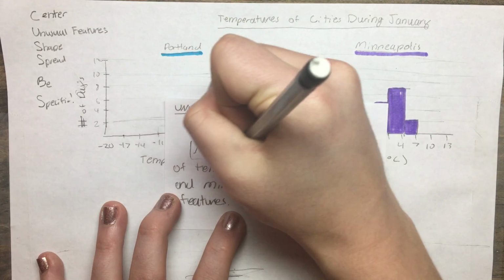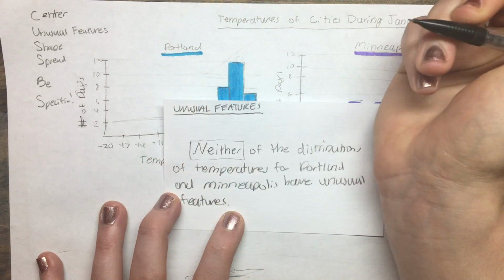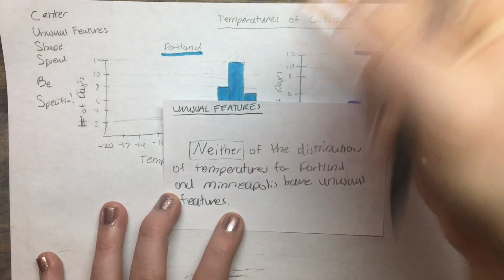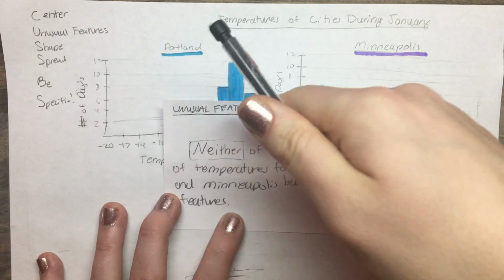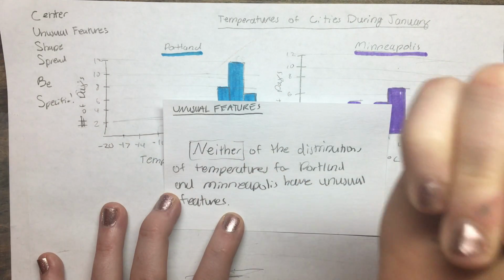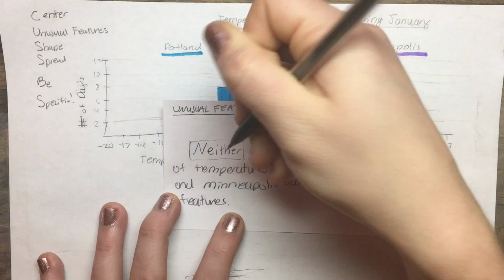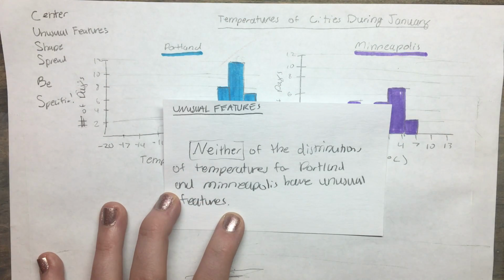I used neither, which is how I'm comparing the two graphs, instead of saying this distribution does this and this distribution does this. If I say neither, then I'm really making sure I get that point for comparing the two graphs. And then I also included context when I talked about the temperatures.